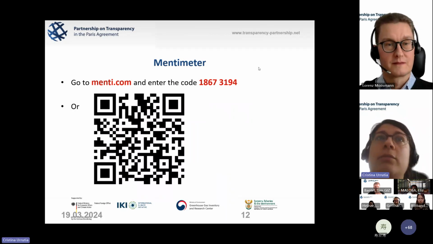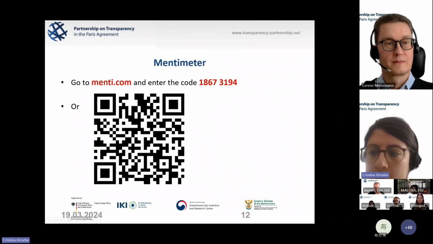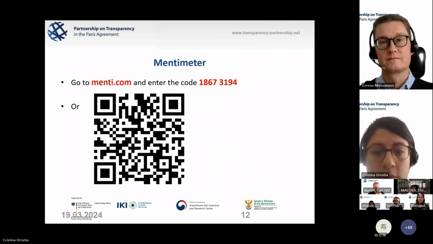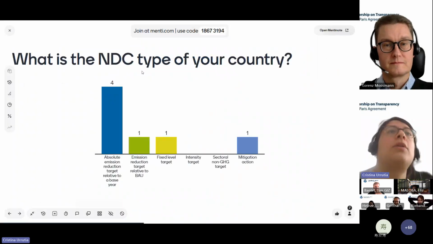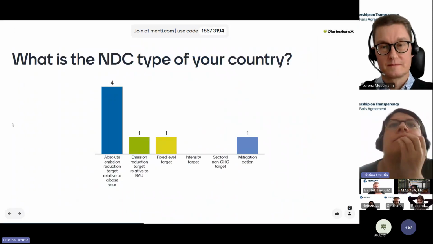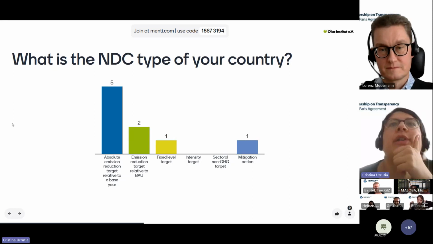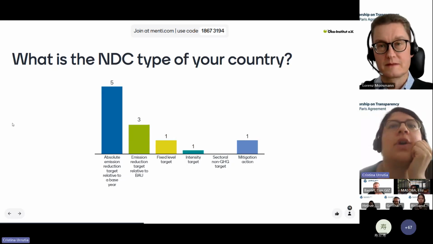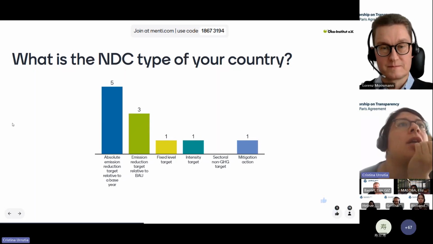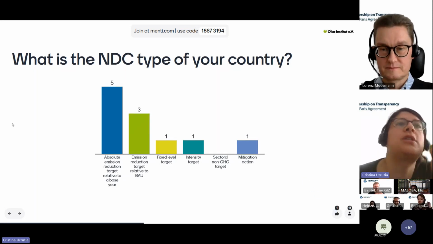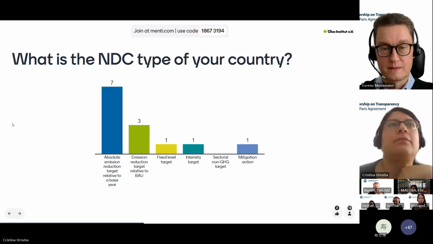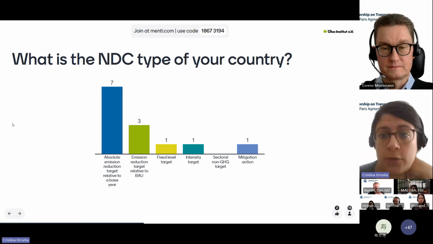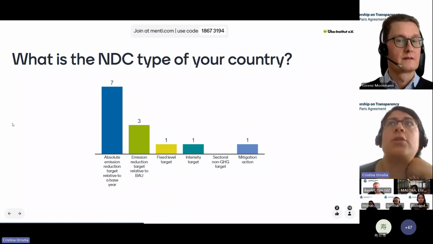So I expect we now have participants in the Menti. I will get the presentation of the Menti again. Aha, we already have some answers. It's moving. Okay, we have no intensity target. No, yes, we have an intensity target. But the most common is the absolute emission reduction target relative to a base year. Okay, I don't know, Sophie, how we are with time, but I would move on to the next question.